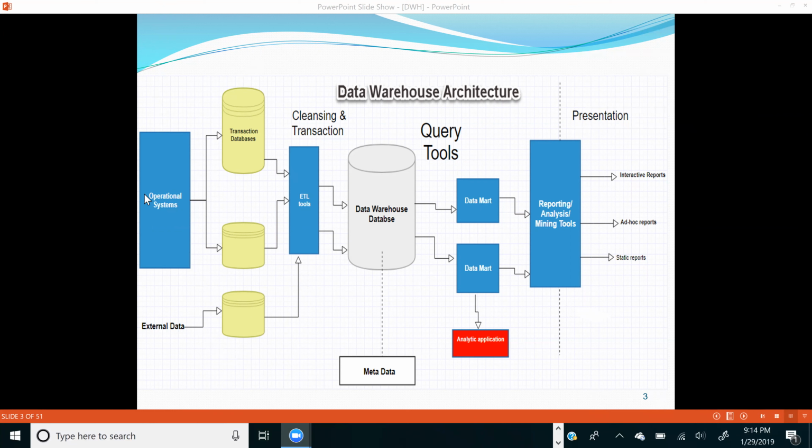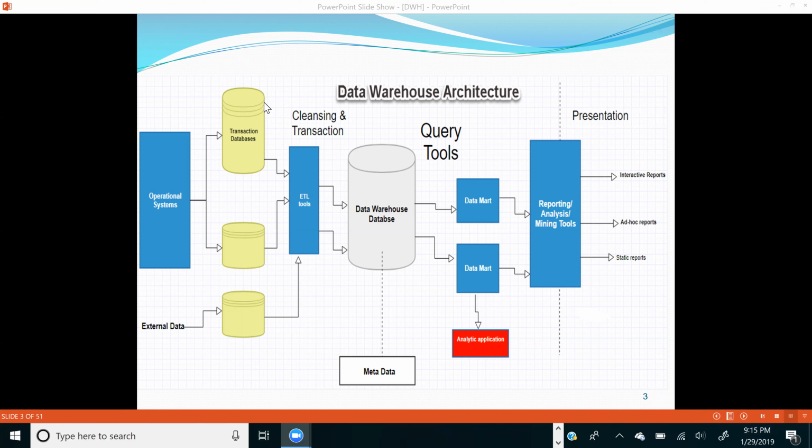So is everyone clear on what these operational systems and transactional databases are? Yes, sir, it's clear. Okay, thanks, Swati. Okay, we'll continue.